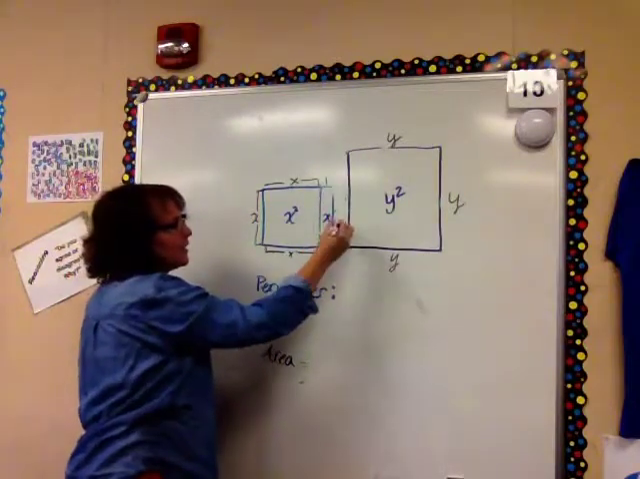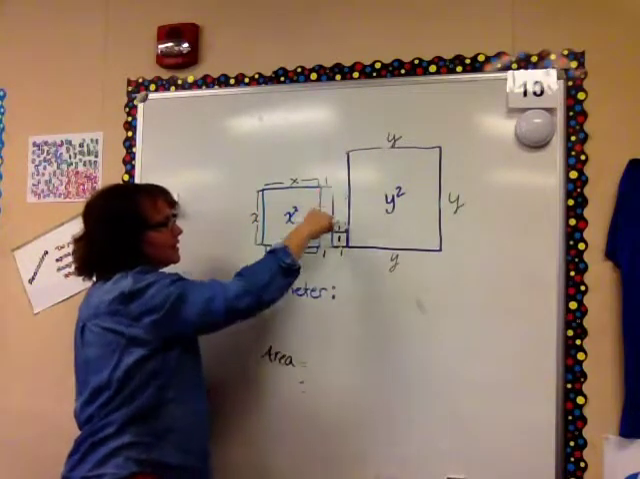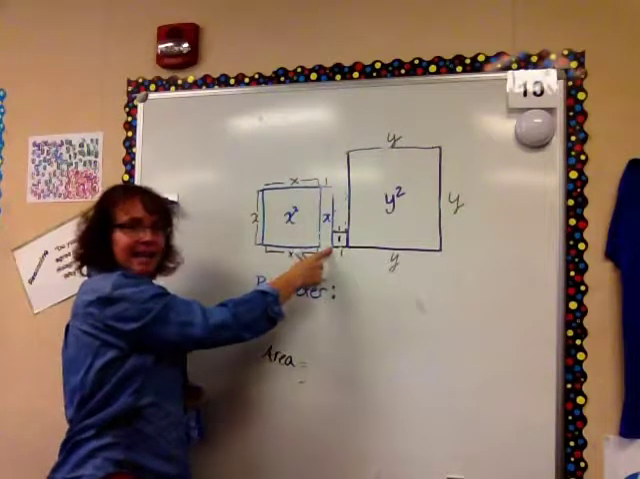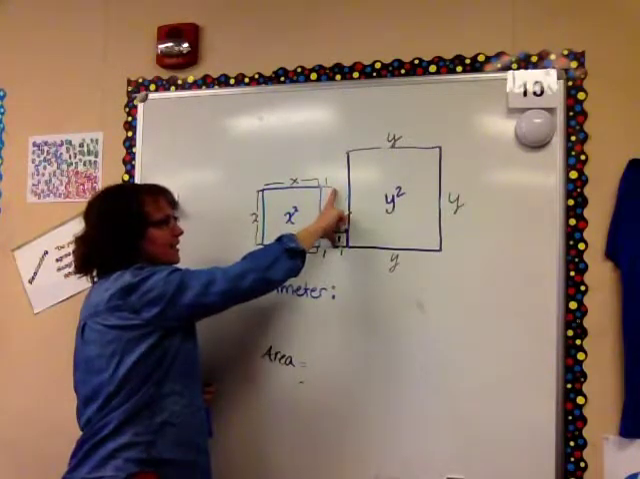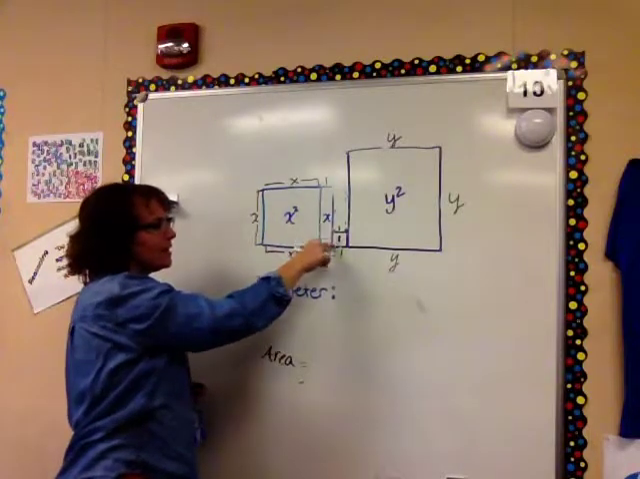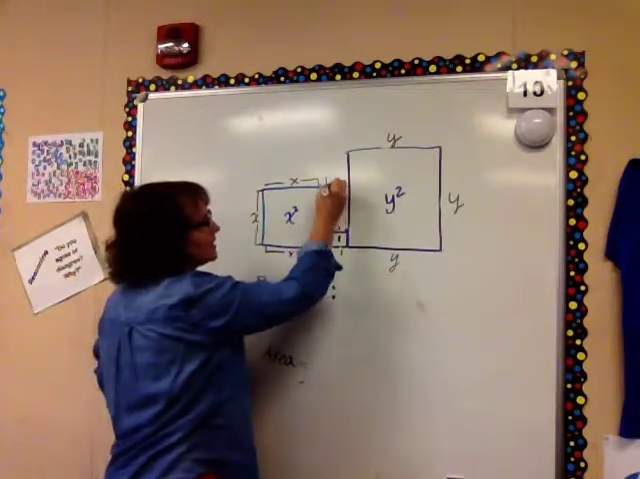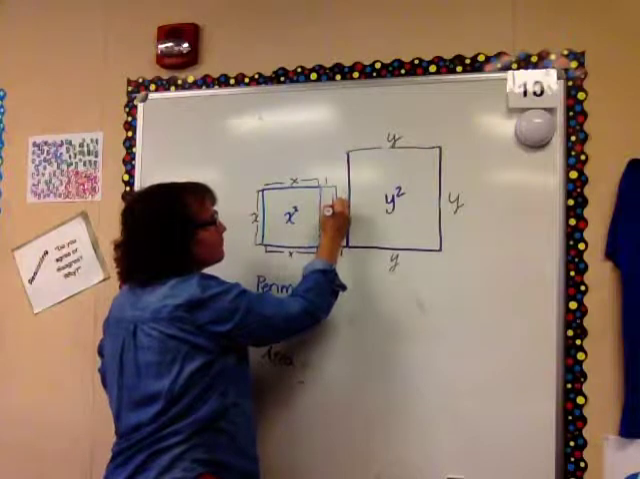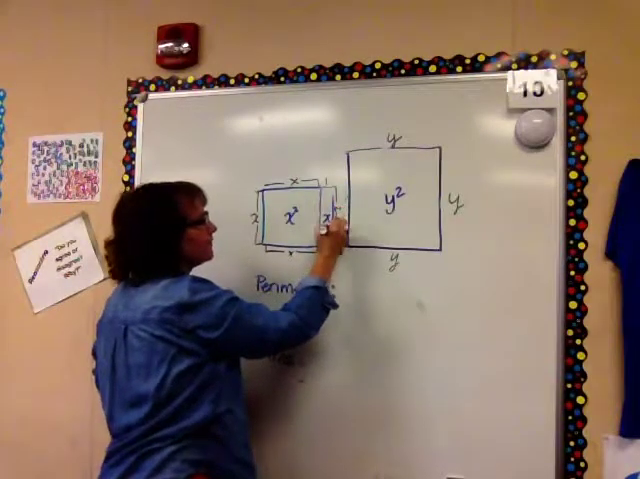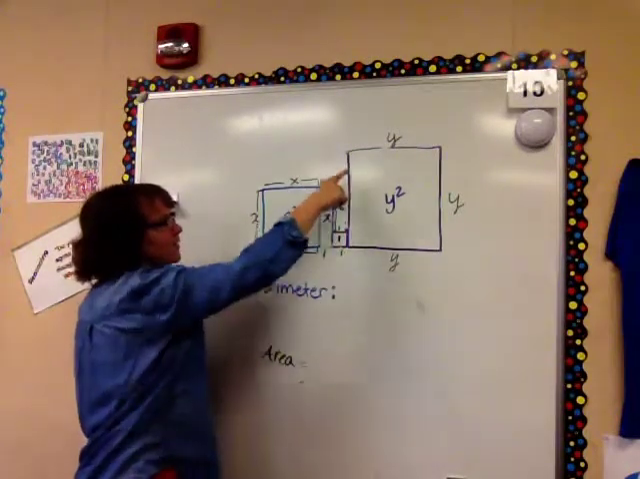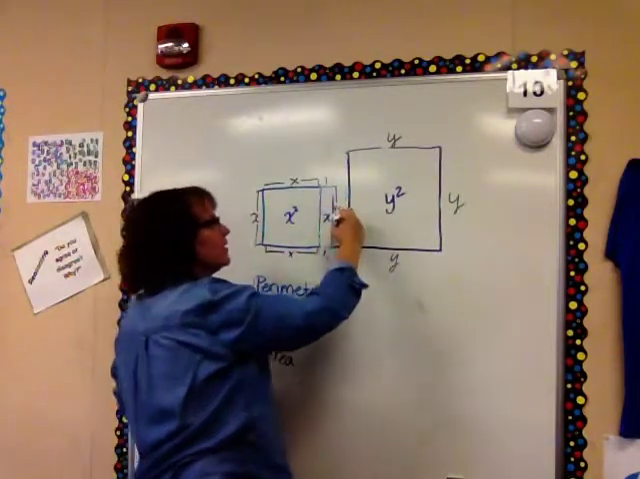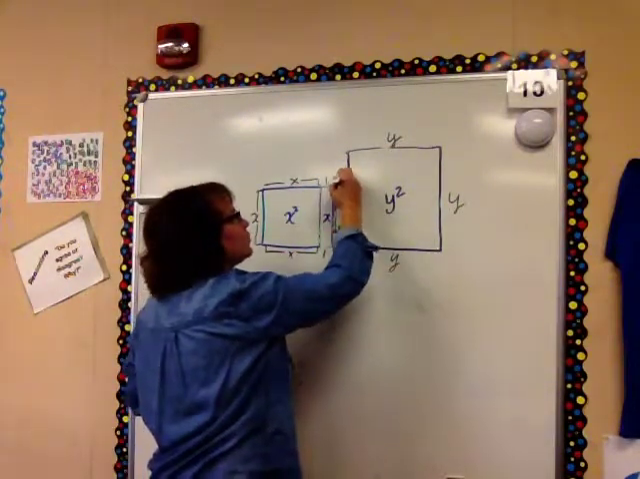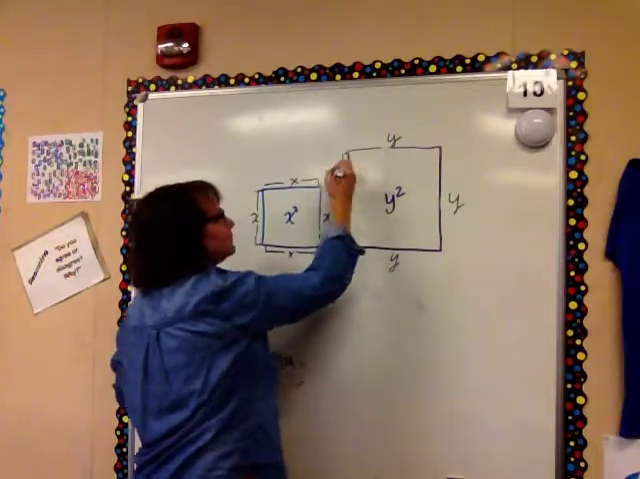Well, this distance right here is 1, but the whole distance is x, and we're taking away 1. So instead of the whole x, we've got to take away this 1. So this distance would be x minus 1. This distance would be y, here's y, and then we're going to take away the 1. So this distance right here is y minus 1.